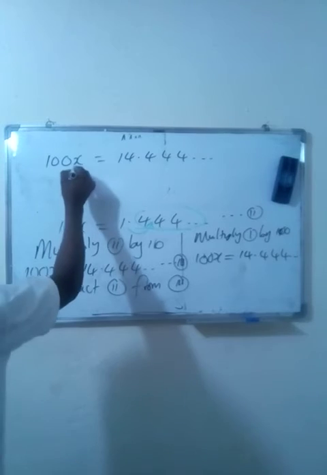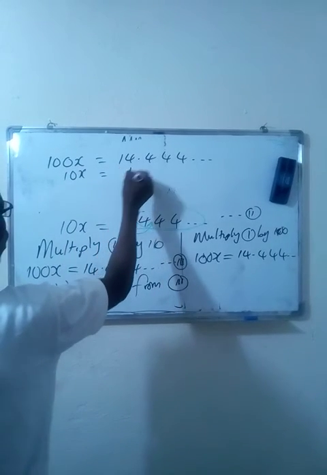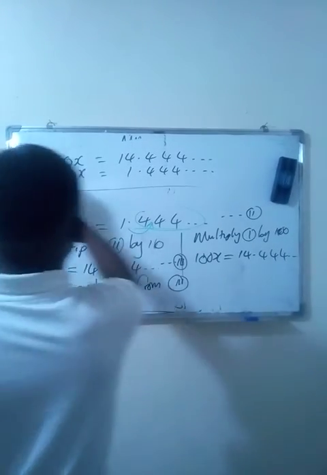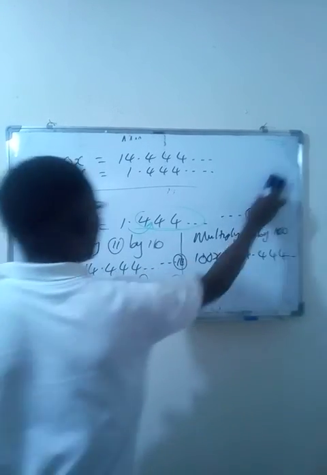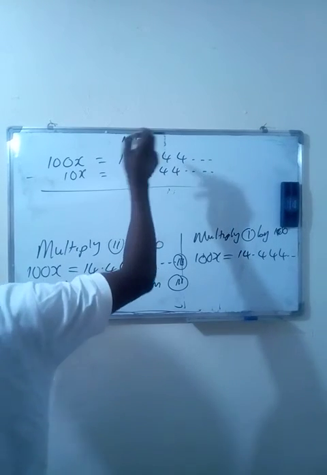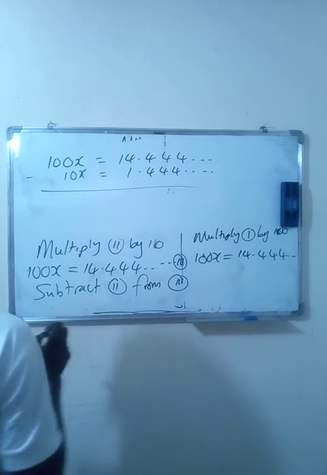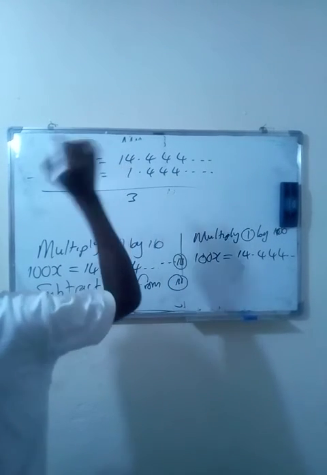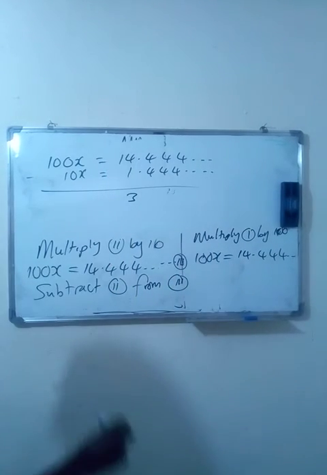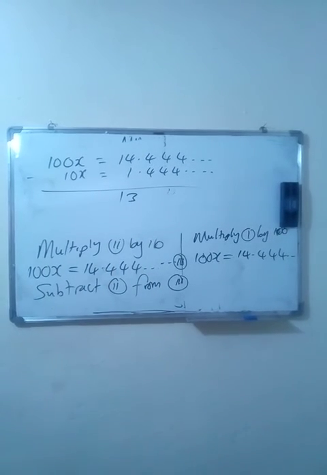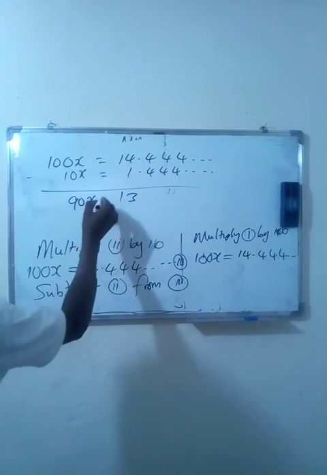444 and so on. And then equation 2 is 10x equal to 1.444. Okay, so if we subtract that, what are we going to have? Let's look at the right hand side of these equations. 4 minus 4 is 0, 4 minus 4 is 0, 4 minus 4 is 0, right? And then 4 minus 1, that is 3. Or rather, we can just say 14 minus 1, it's 13. Okay? And then 100x minus 10x, that is 90x, equal to that.